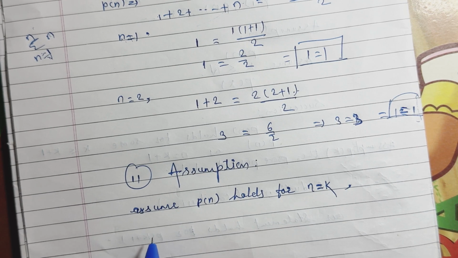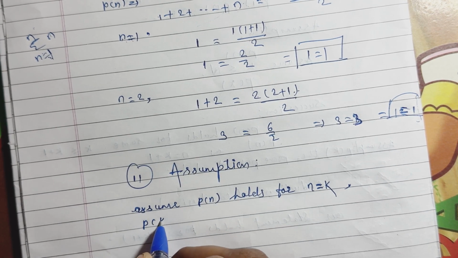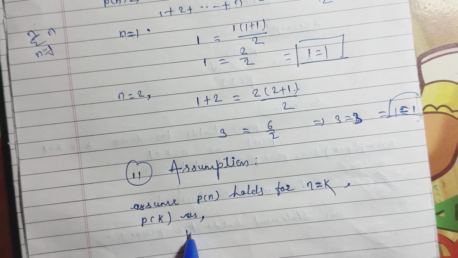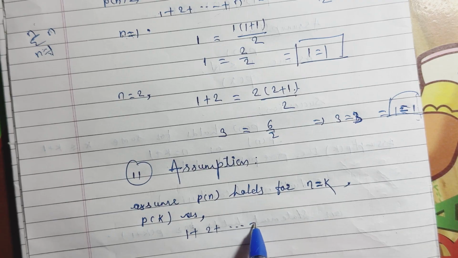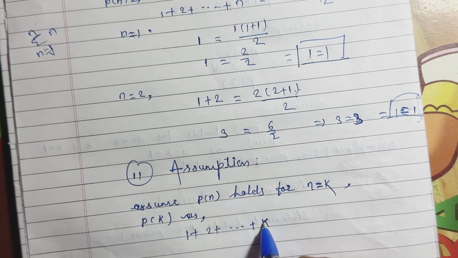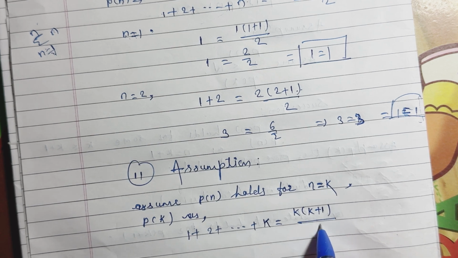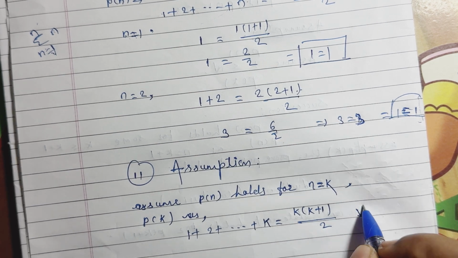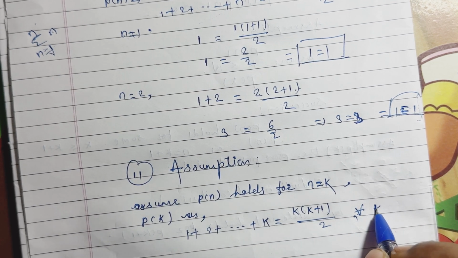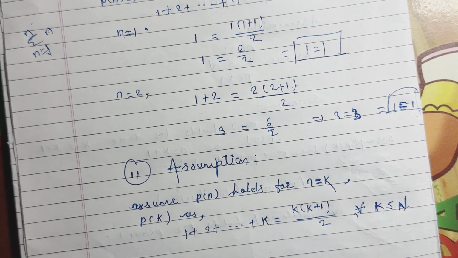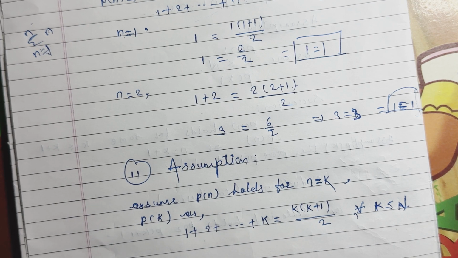That means we write P of k as 1 plus 2 plus up to n, which is equal to k, equals k into k plus 1 divided by 2, for all k in the natural numbers. That we assume: whenever we replace n as k, P of k holds.